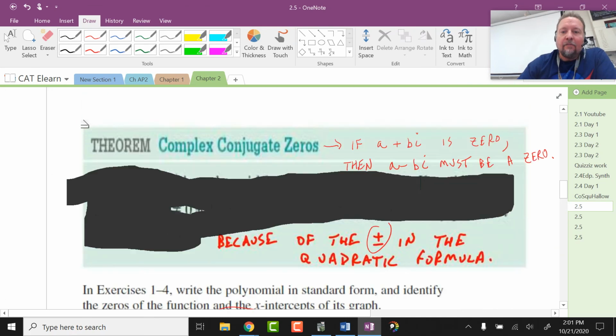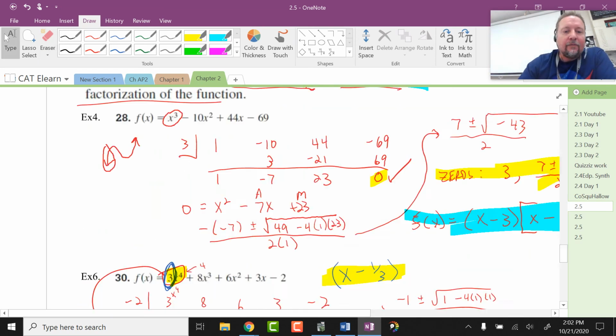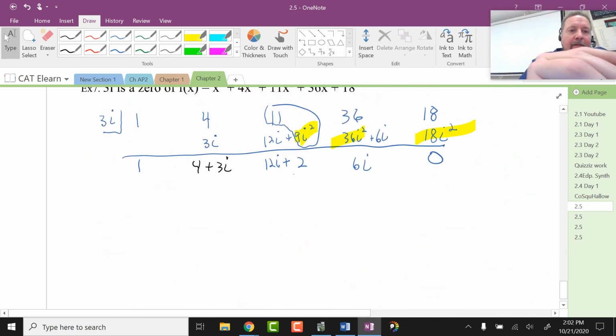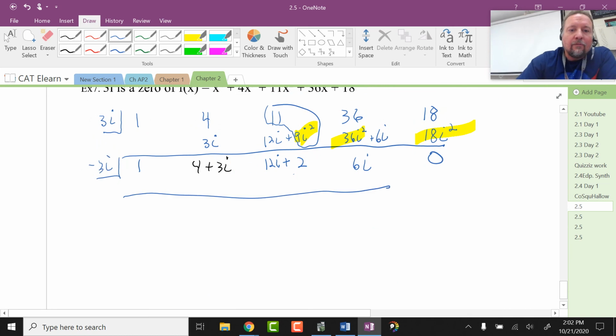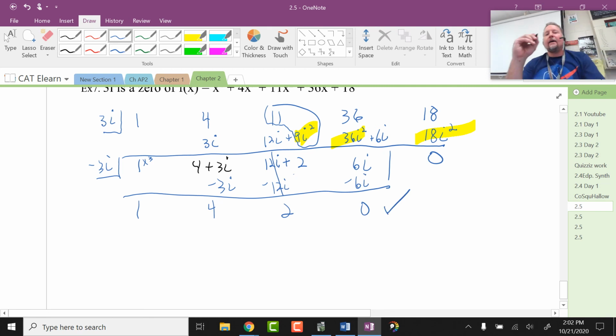And then, remember the complex conjugate theorem? If 3i is a 0, then negative 3i must be a 0. Now watch how easy this is. Absolutely. Negative 3i. Remember, this is an x cubed now. And we're going to stop right here. 1. Negative 3i, 4. Negative 12i, 2. Boom shakalaka. Proof that 3i and negative 3i are zeros for this polynomial.